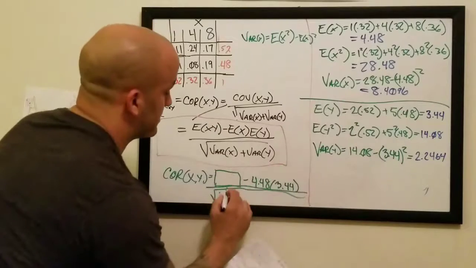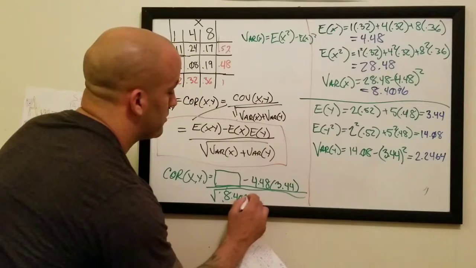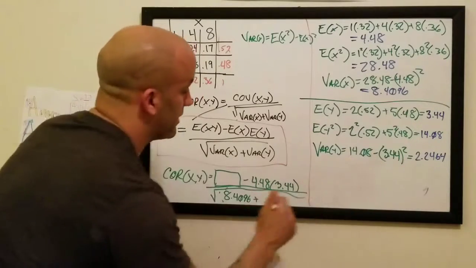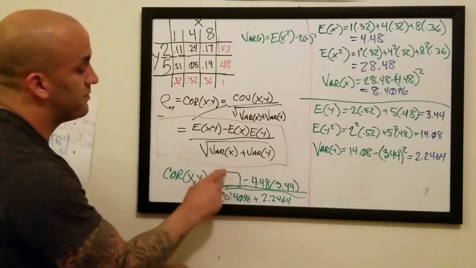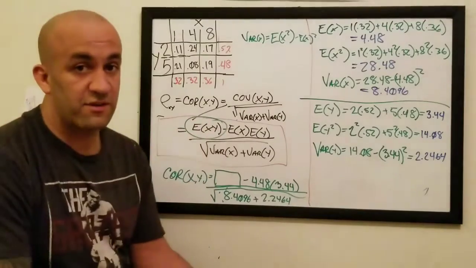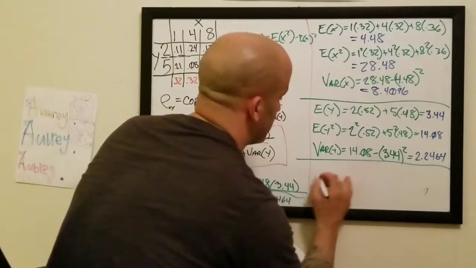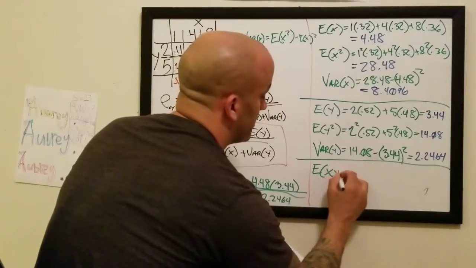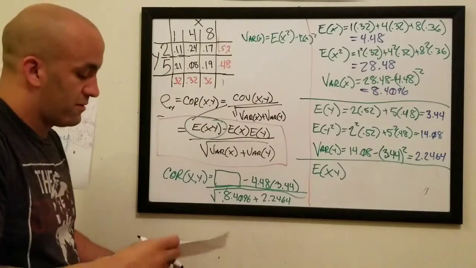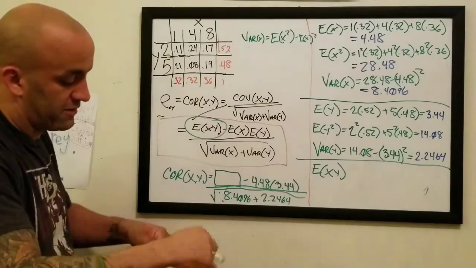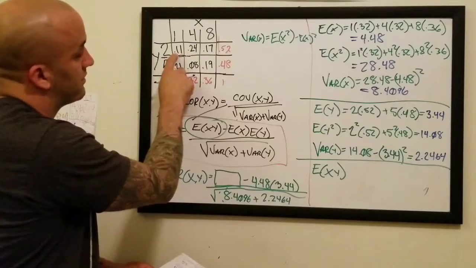So our variance of x is 8.4096. We can take our variance of y, 2.2464. And now all we need to compute is this value right here, expected value of x, y, right? So same thing. Let's block this out, expected value of x, y. To get our expected value of x, y, we're going to take our x value and our y value, times it by the marginal, right?